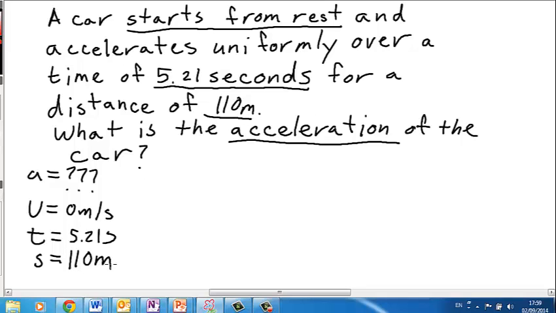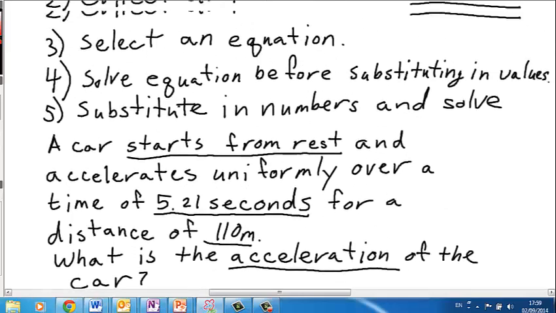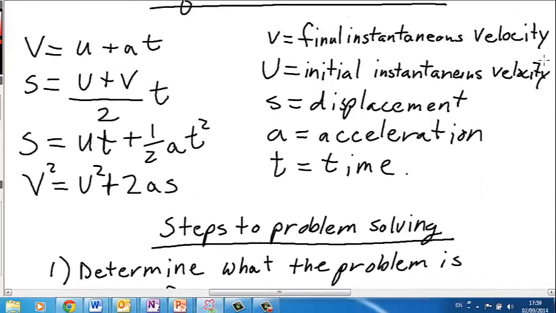Okay, so now we need to find an equation. What we need to look for when we look for an equation is that it contains the variable we want to solve for, and that we have enough information to fill everything in on that equation other than the variable that we're solving for. So let's see. The first equation I can't use because we don't have the final velocity of the car, so I'm not going to use this equation.